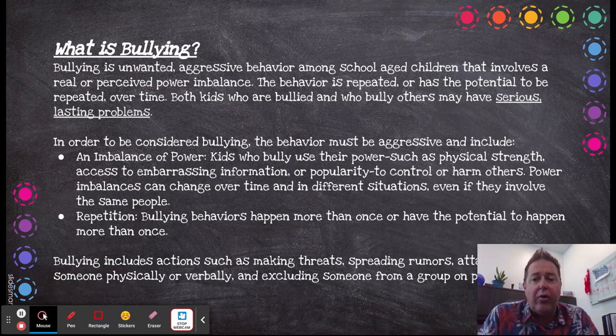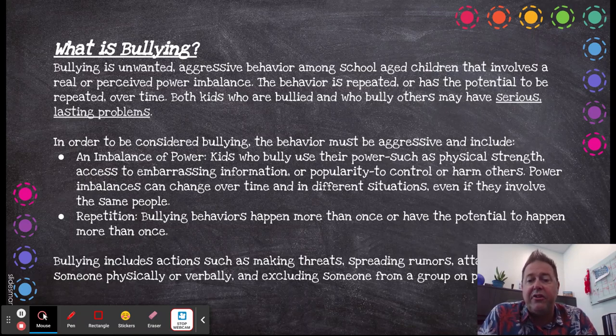So in order to be considered bullying, the behavior must be aggressive and include an imbalance of power. Kids who bully use their power, such as physical strength, access to embarrassing information, or popularity to control or harm others. Power imbalances can change over time and in different situations, or even if they involve the same people.